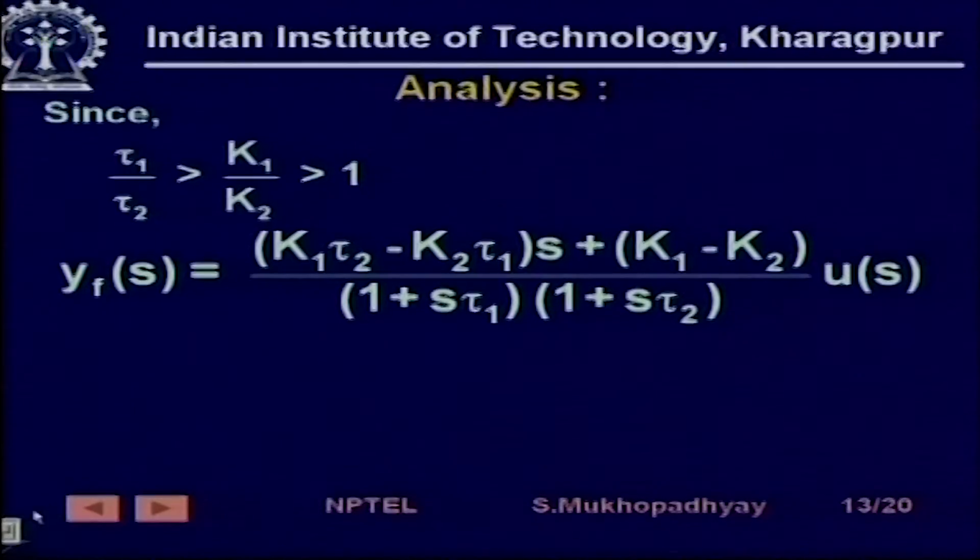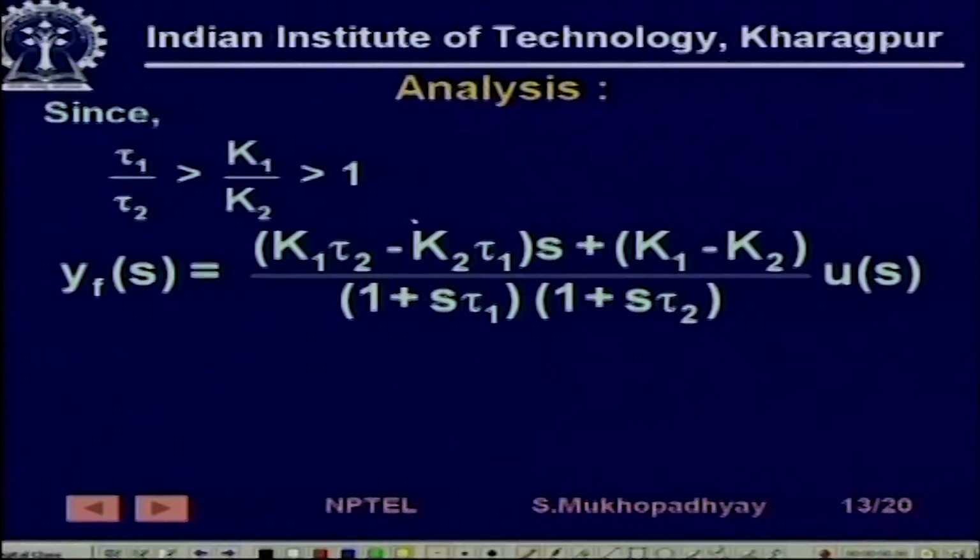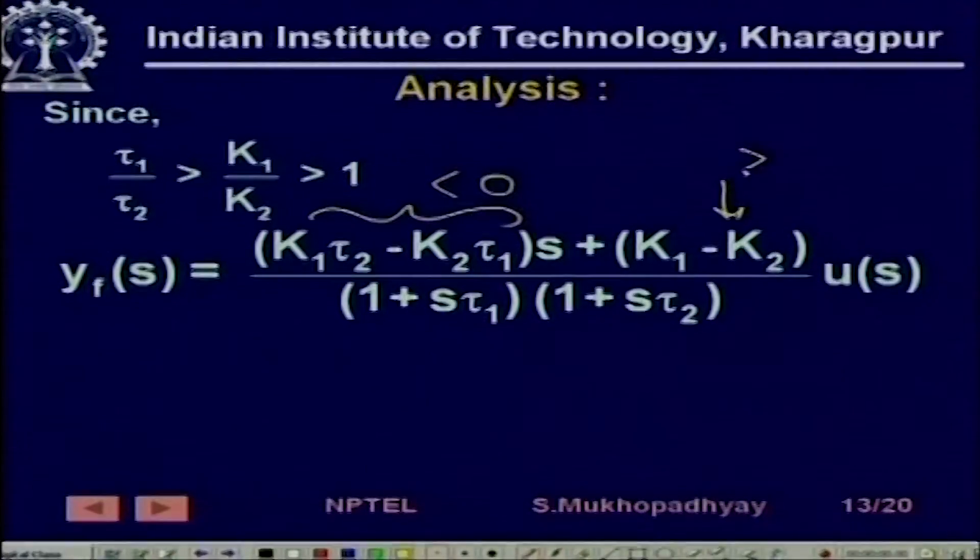So, therefore, this is actually a negative quantity, less than 0, and this is a positive quantity, greater than 0, because k1 by k2 is greater than 1. So, what happens is that we have terms like A minus Bs, which means that it has a 0.